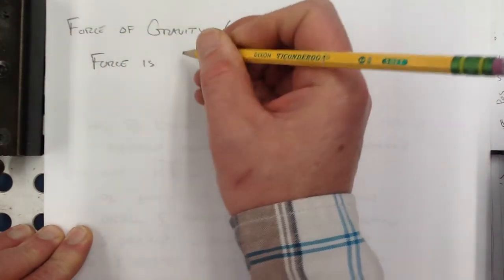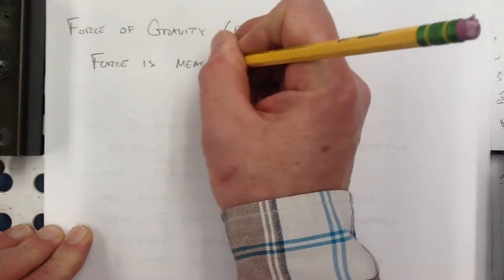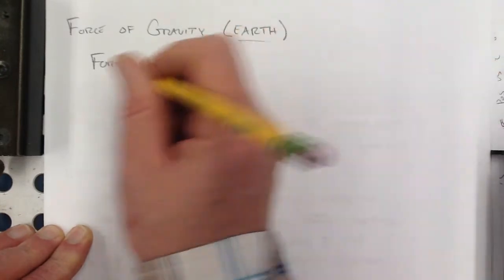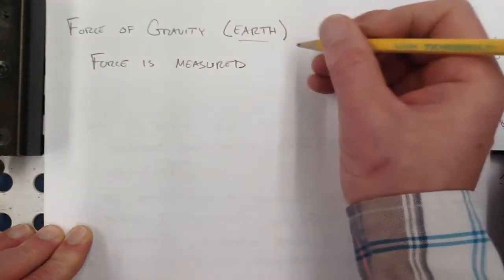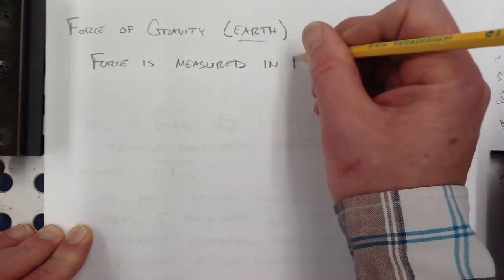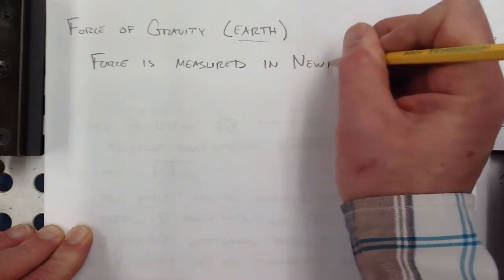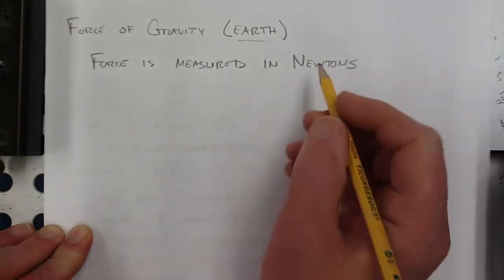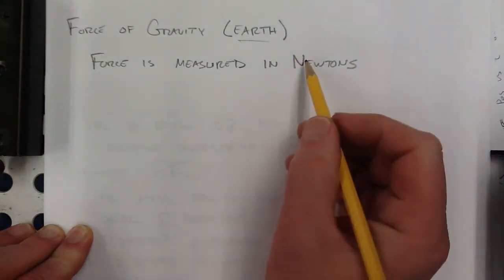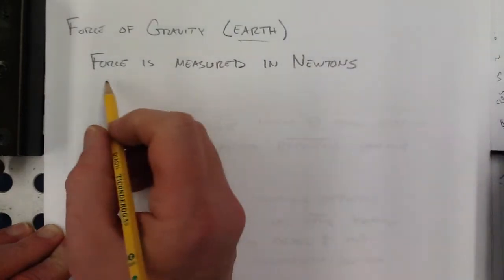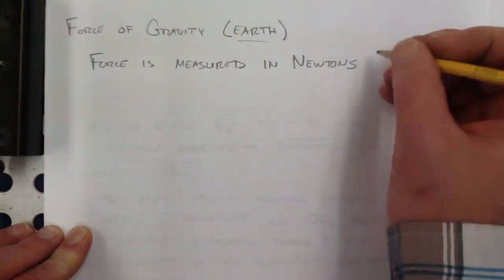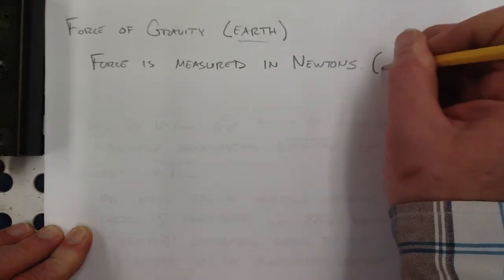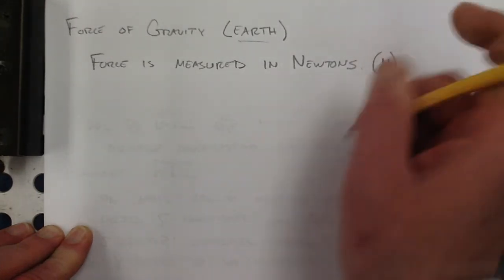Force is measured. There's a lot of different units you can use for force, including pounds. But if you want the SI units, the units of force are newtons, after our boy Isaac, same guy with the 3 laws and all that. Force is measured in newtons. That is the SI unit, and we abbreviate that with a capital N.